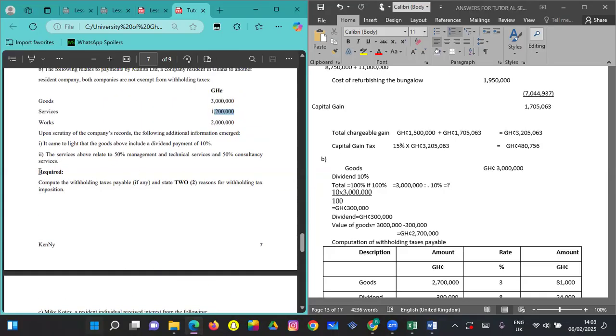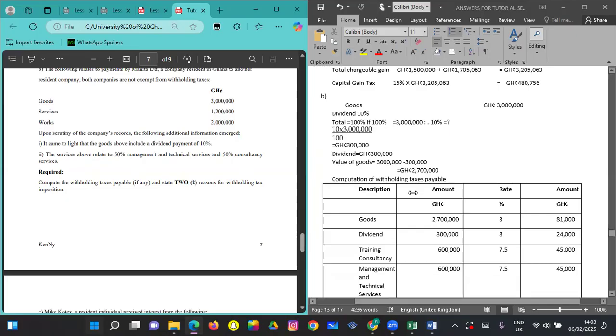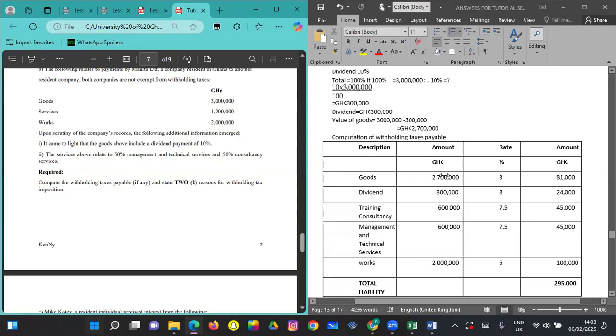Now, compute the withholding tax payable, if any, and state two reasons for withholding taxes. So let's take the 10% out of here. When we take the 10% of 3,300,000 out, it will be left with 2,700 for goods. So 2,700 for goods.